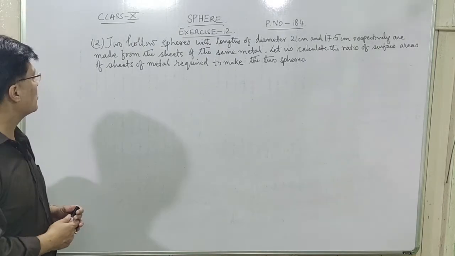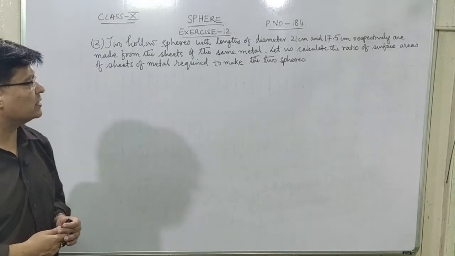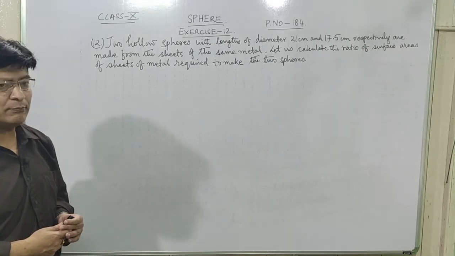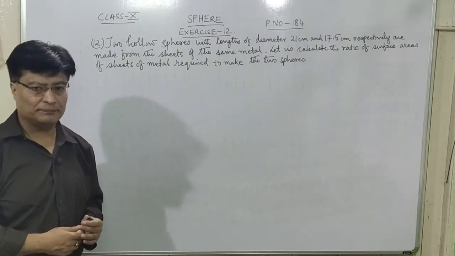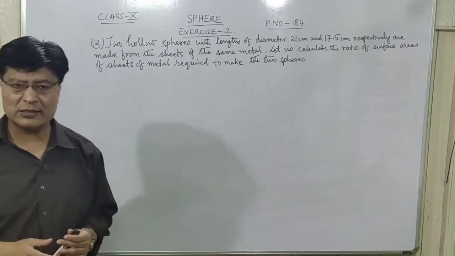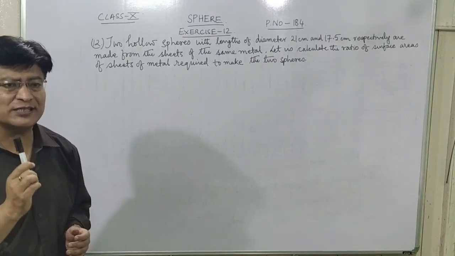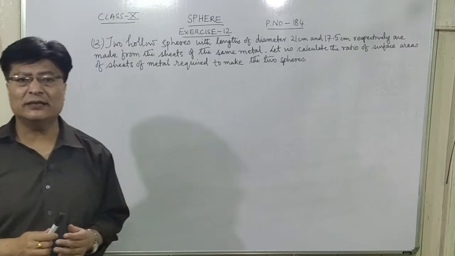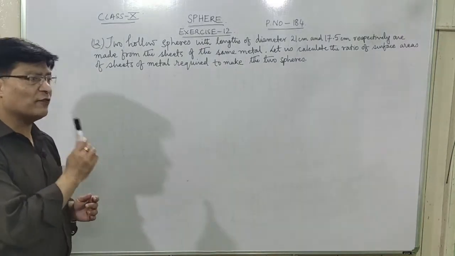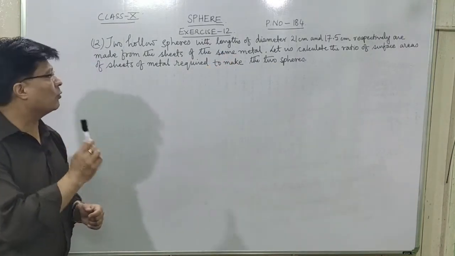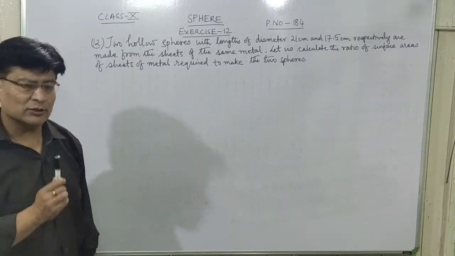So now let's do this question number 12. Two hollow spheres with lengths of diameter 21 centimeter and 17.5 centimeter respectively are made from the sheets of the same metal. What is the length of diameter of the first hollow sphere? It is 21 centimeter. And what is the length of diameter of the second hollow sphere? That is 17.5 centimeter. So they are given.